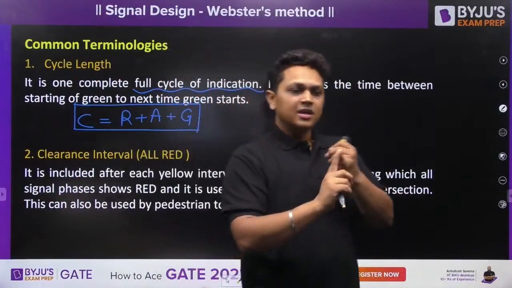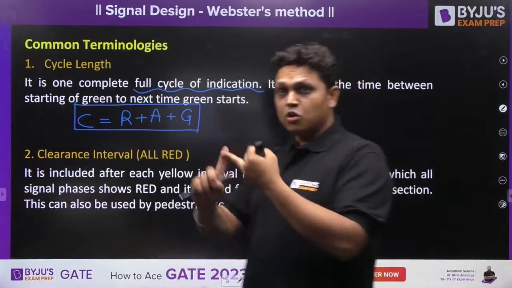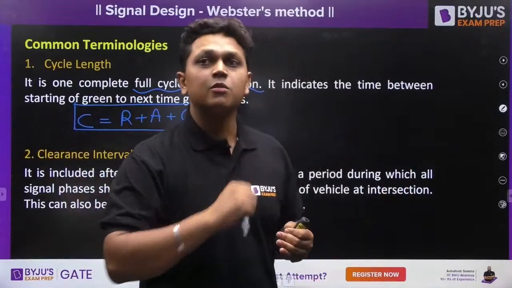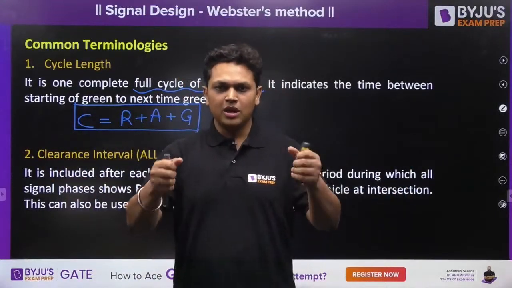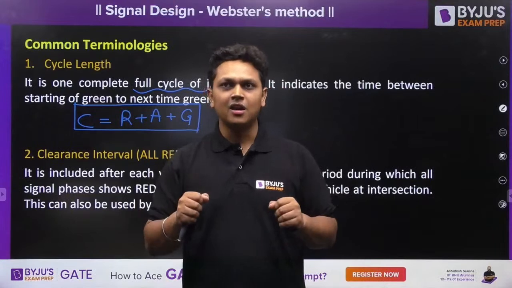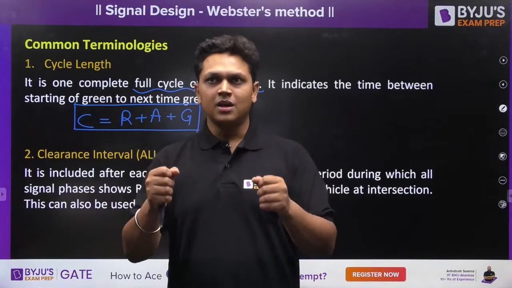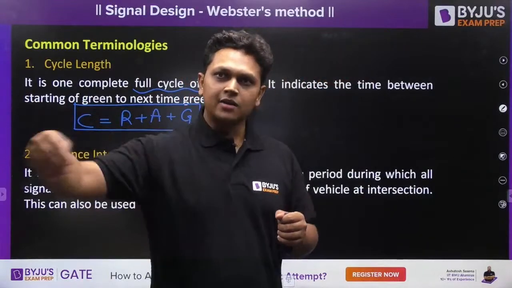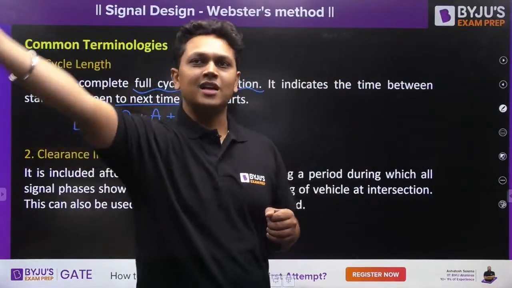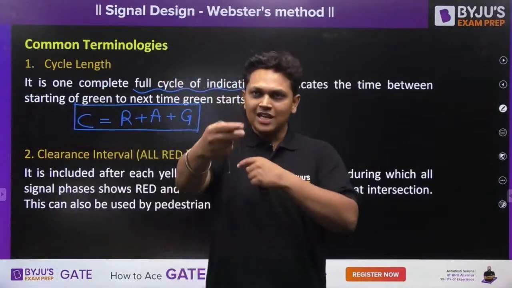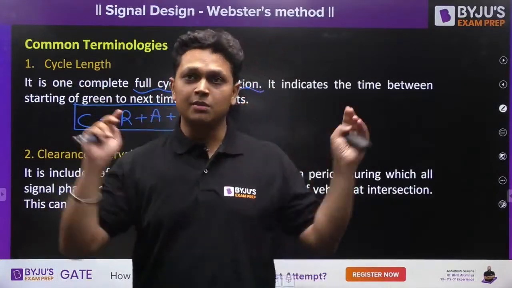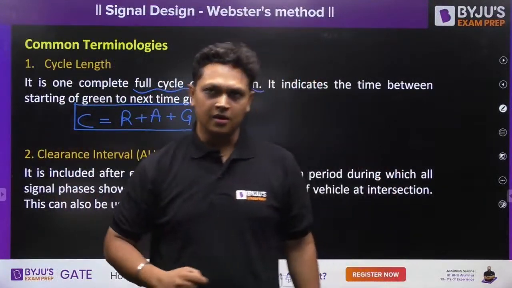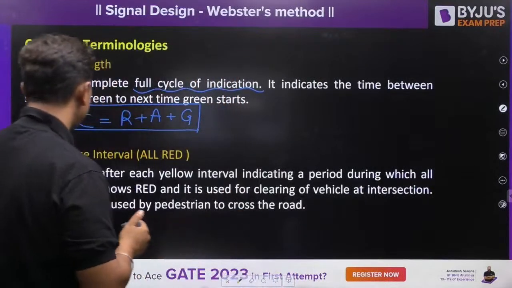First reason. The second reason could be that you can use this all red time or clearance interval to allow any pedestrian movement. Suppose you are traveling in a vehicle, you see an amber light, and you stop. After that you see the red light, and you see some pedestrian walking. After the pedestrian has gone, you see the other phase moving. So what is that time in between? That is all red time. That means all the traffic is stopped for the movement of the pedestrian. That is referred to as clearance interval.